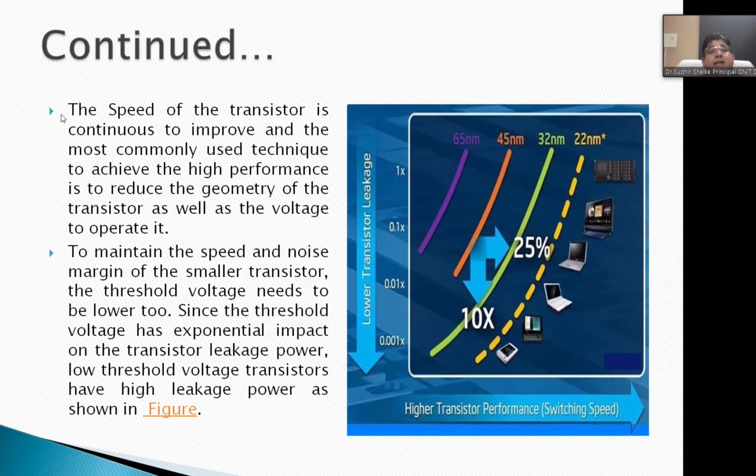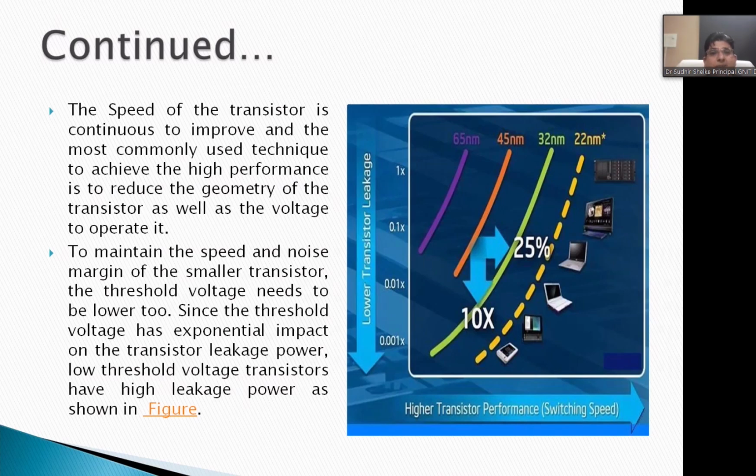So what I can say, the speed of the transistor continues to improve, and the most commonly used technique to achieve high performance is to reduce the geometry of the transistor as well as the voltage to operate it. That means we have to look at the geometry of the transistor, minimizing the power and at the same time minimizing the voltage requirement. Ultimately that could be done by reduction of the power and area.